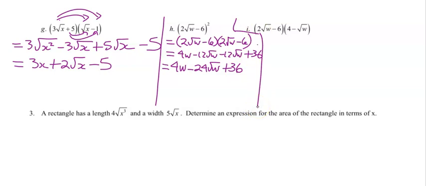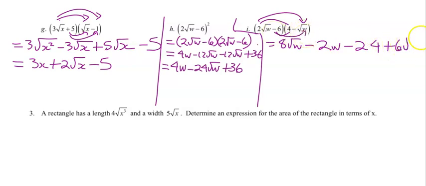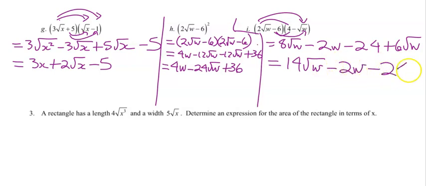Right, and one last one here. FOIL 8 root w. So minus, because of the minus sign, minus 2 root w times root w is w. Minus 24 plus 6 root w. Okay, so when we're squaring a square root, you just remove the radical sign, right? So root w times root w is just w. So we get 8 plus 6 is 14. That's not a 4. It's 14 root w minus 2w minus 24.